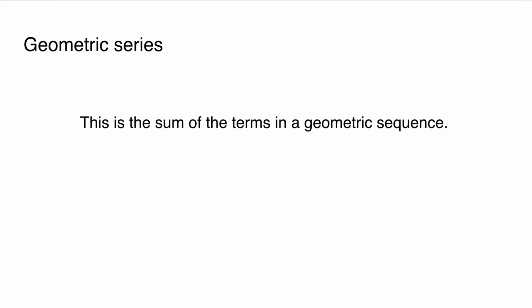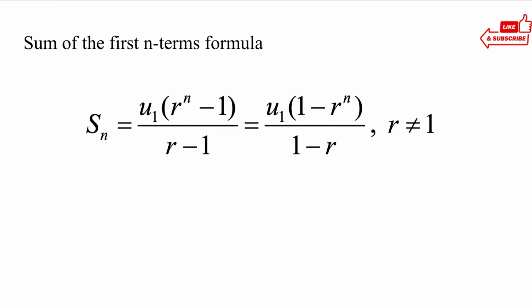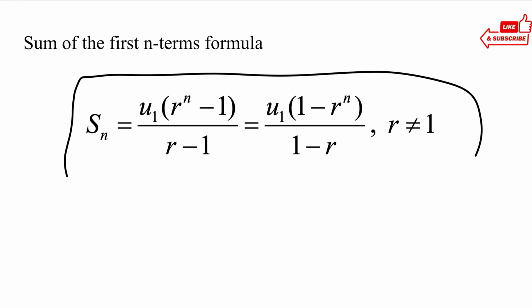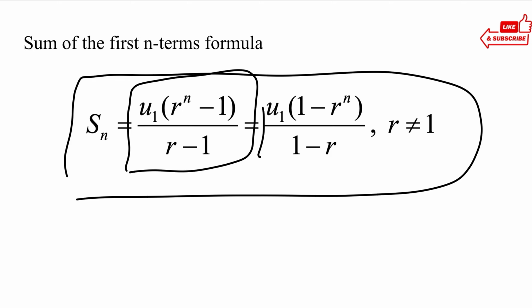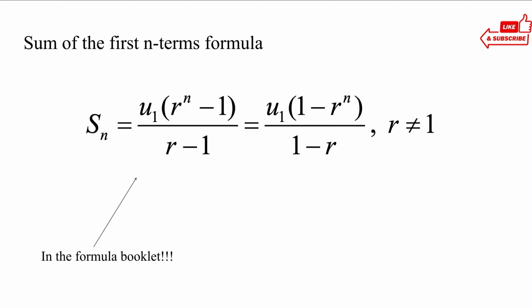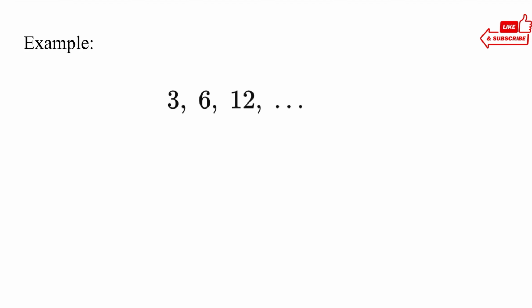Now we move on to geometric series. So a geometric series is the sum of the terms in a geometric sequence. And this is the formula for the sum of the first n terms. So it's a big and complicated formula. Note that there's 2 equations you could use, either this or this. They're practically the same. And this is in the formula booklet, so you do not need to memorize it once again.